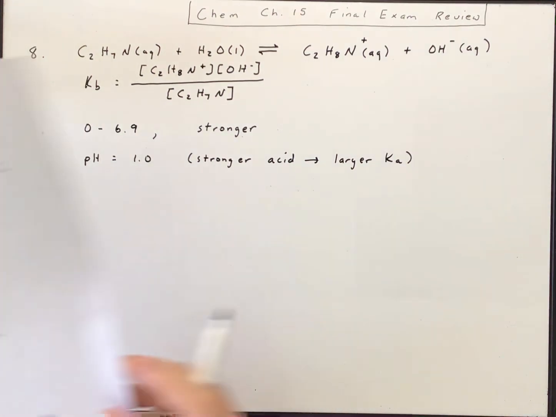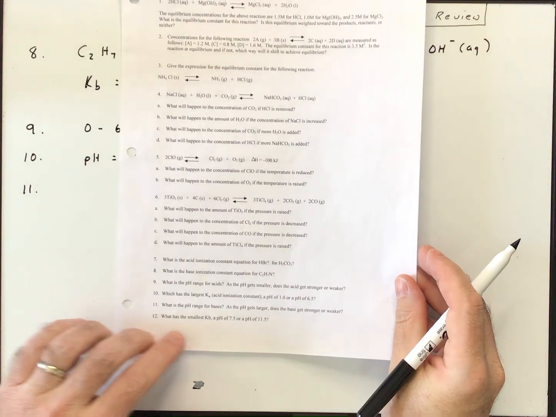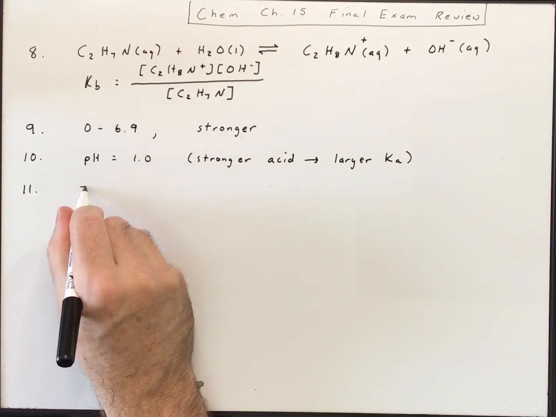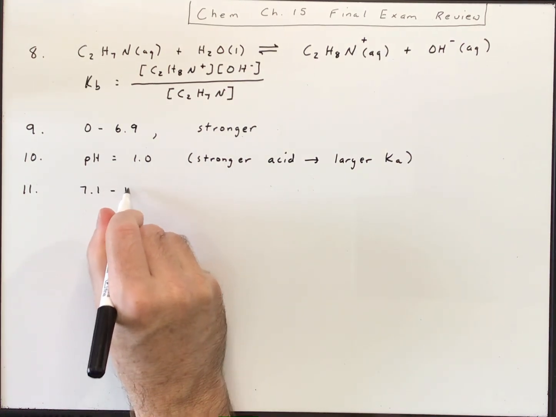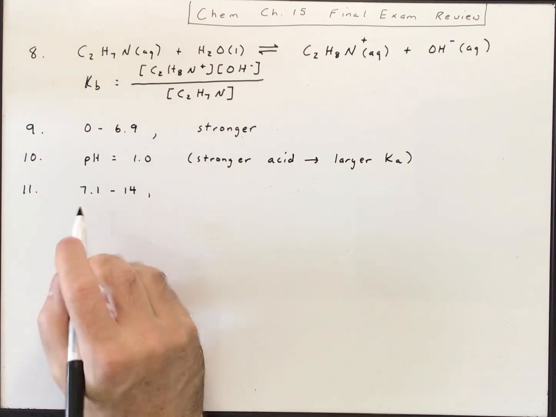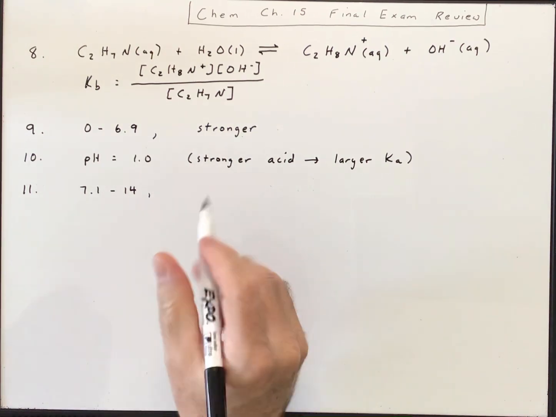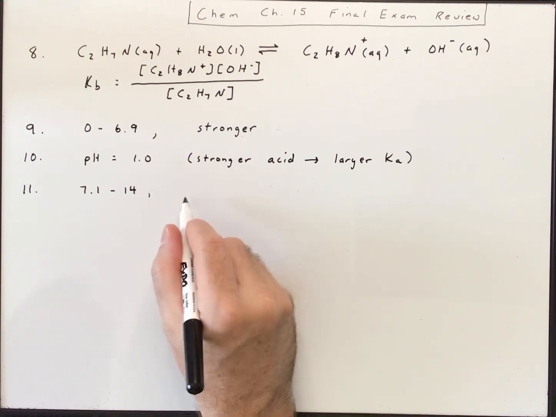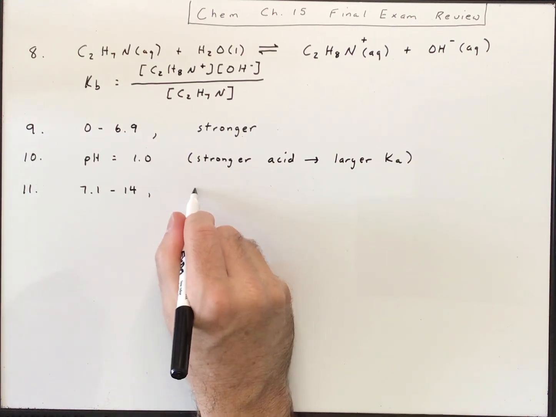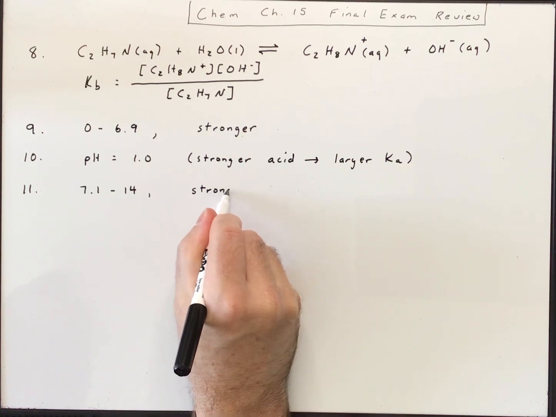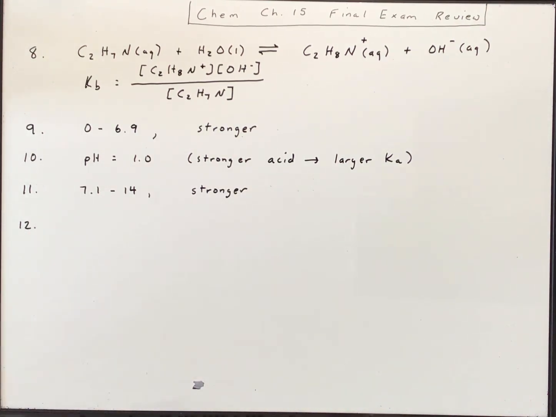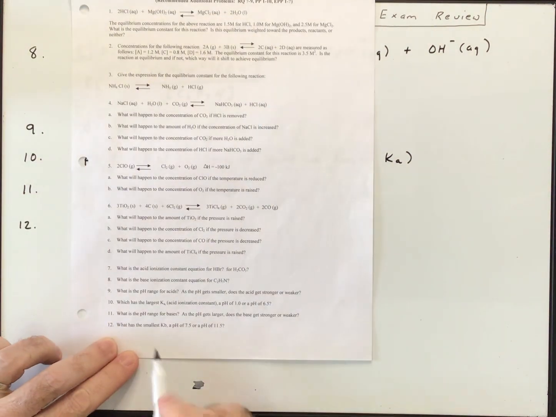All right, number 11, what is the pH range for bases? And as the pH gets larger, does the base get stronger or weaker? The pH range for bases will go from 7.1 to 14. Technically, if you want to put 7.01 to 14, that would be fine. As the pH gets larger, the base gets stronger. Ionizes better. That's another way of saying that.